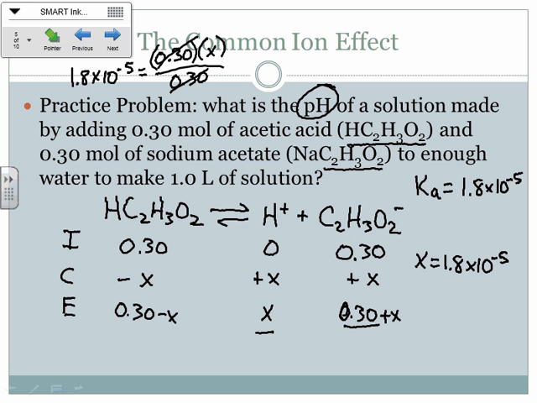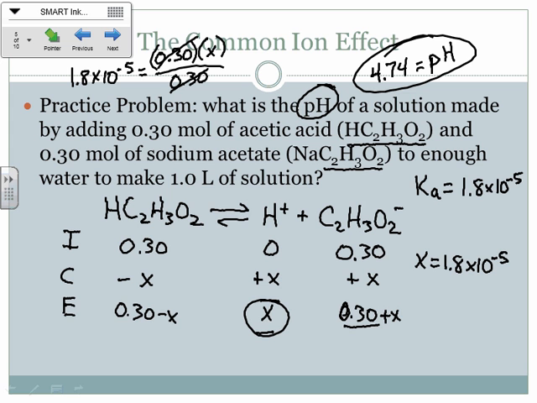So if that's our x, that's also our H plus value, right? So we take the negative log of that, and that will give us the pH of this solution. I need a calculator for that one. Can't do that in my head. 4.74. That's what I'm getting here. And that's the right number of sig figs, because we had 2 in our K and 2 in our concentrations. So we need 2 digits after the decimal point on the pH. Does that make sense?